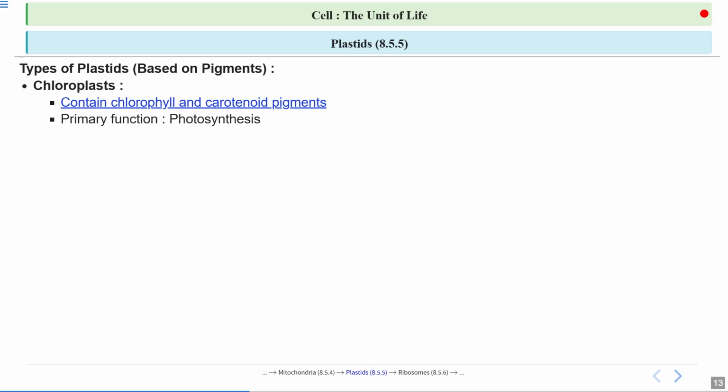What is the primary function of chlorophyll? Photosynthesis. Carotenoids can also assist in photosynthesis. These are also accessory pigments. They also capture light energy and transfer it to the chlorophyll.